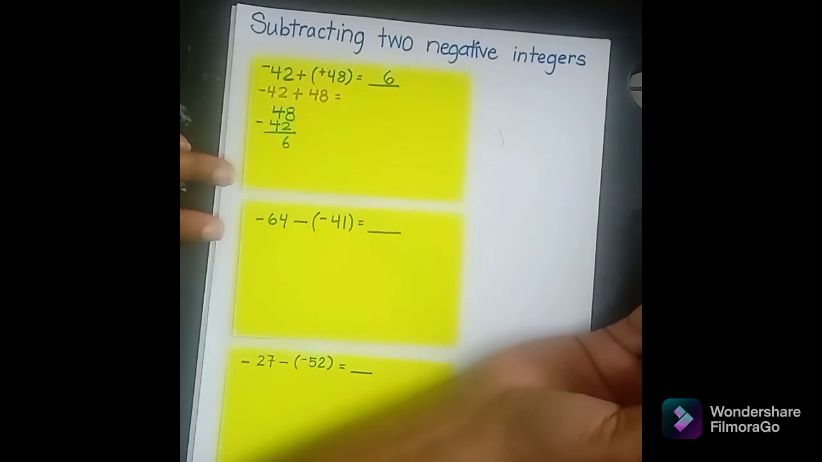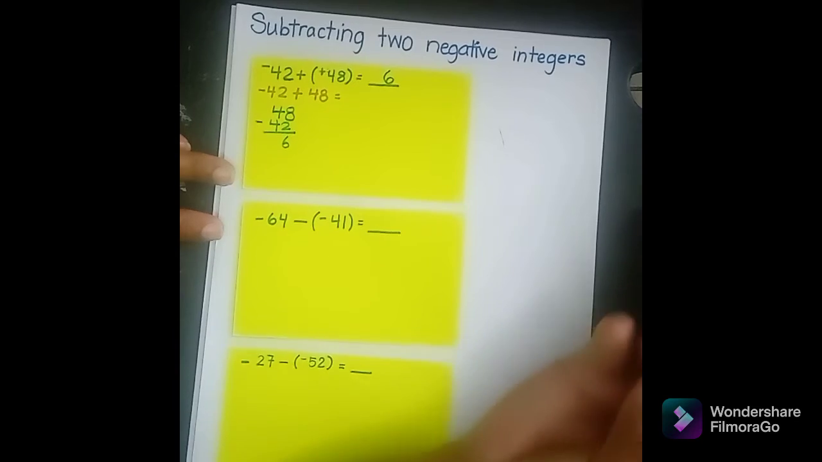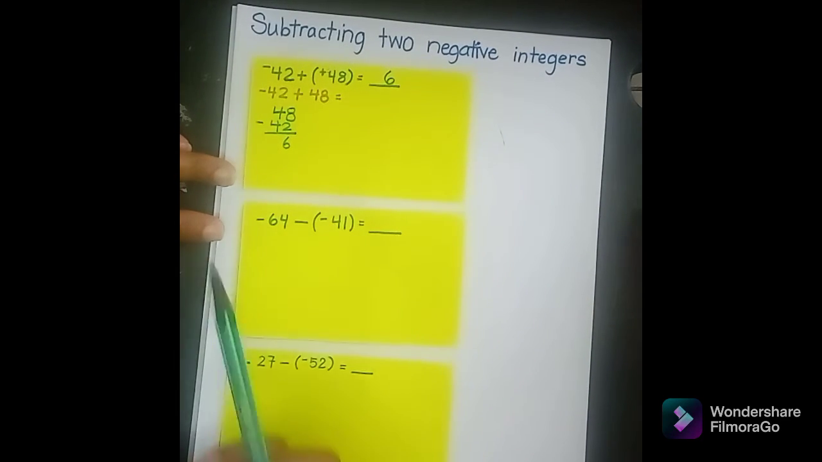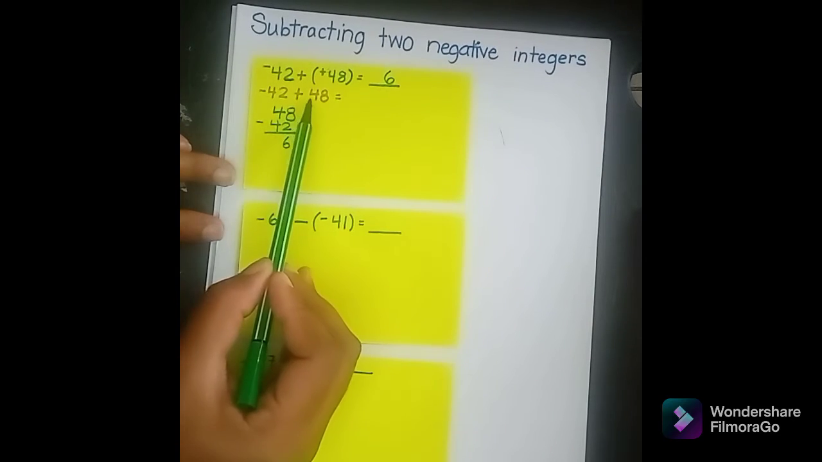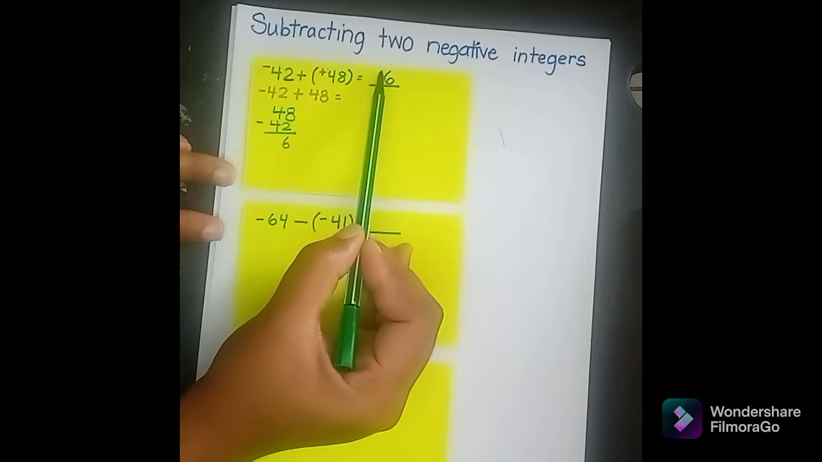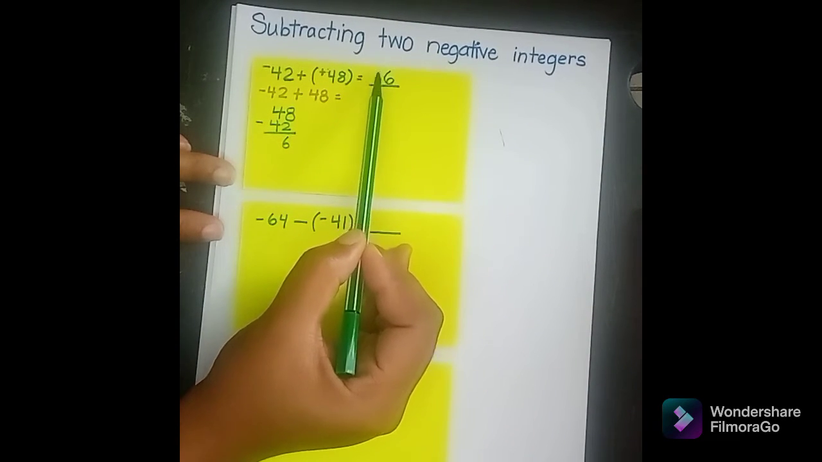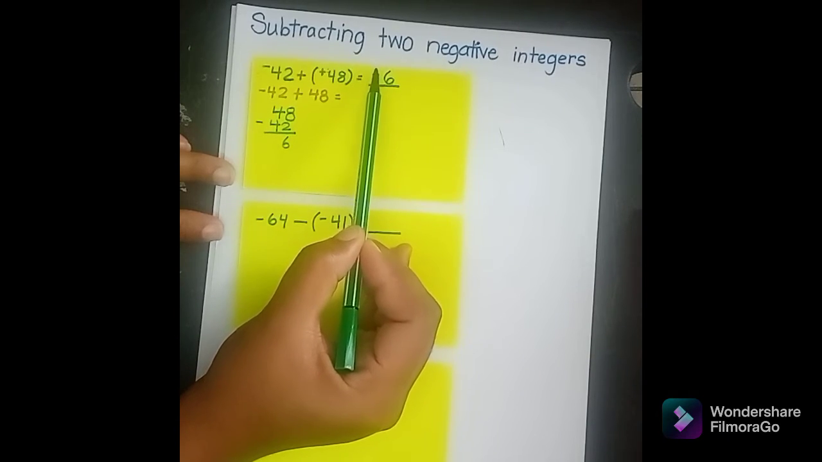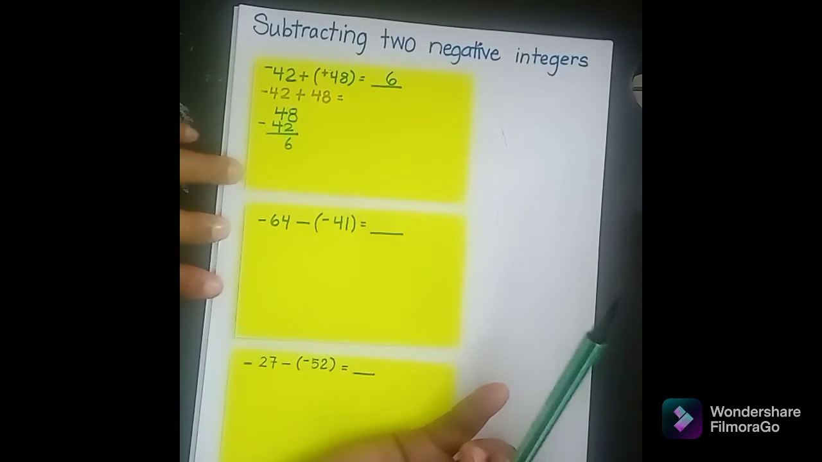And the last part says that you're going to keep the sign of the number with the largest absolute value. So which absolute value is bigger? 48 or 42? 48 would be bigger. So this would be a positive 6. But do we need to write a positive here? No, we don't, right? Because that's understood.